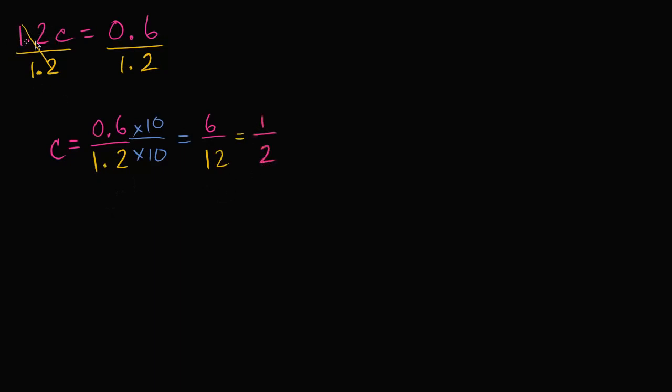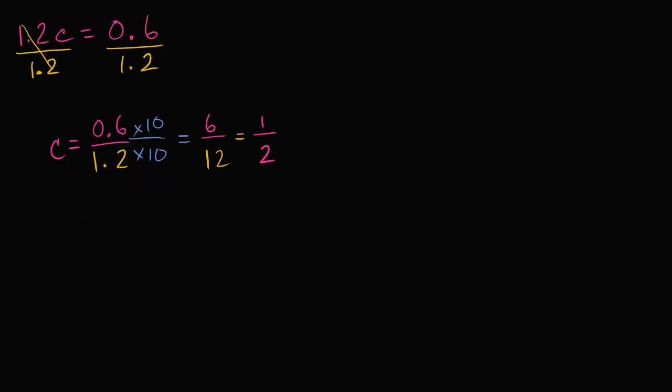And if you look back at the original equation, 1.2 times 1/2, well, you could view this as 12 tenths. 12 tenths times 1/2 is going to be equal to 6 tenths. So we can feel pretty good that c is equal to 1/2.